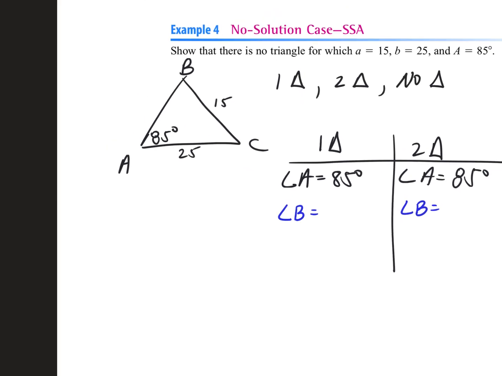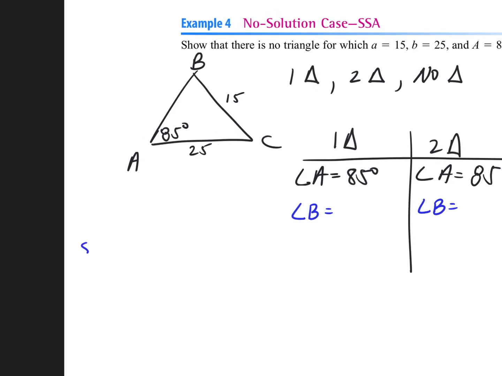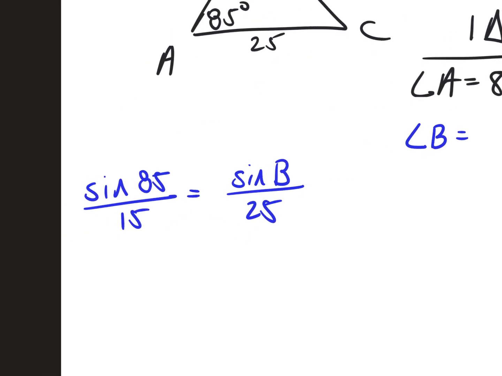So what was given? What's the proportion that's given to us? Sine of 85 over 15, good, equals what? Sine of B over 25. What am I going to have to do at the end here? Am I finding angle B with my proportion that's set up? Yes or no? No, I'm finding the sine of B, so I'm going to have to use the inverse.